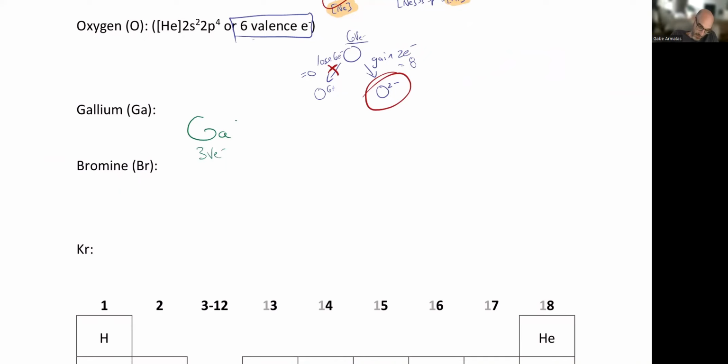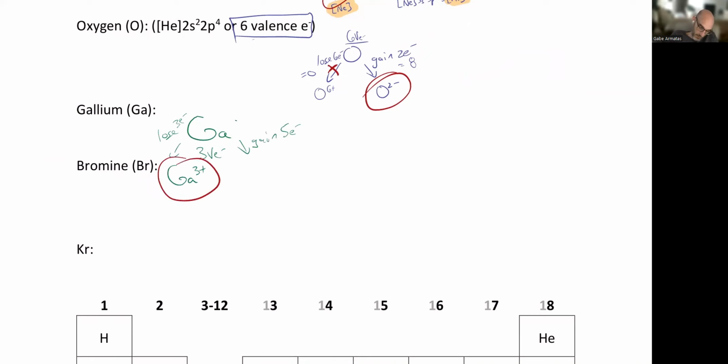So it has a choice. Gallium can either lose 3 or it can gain 5. Which do you think is easier to do? Losing 3, it's a smaller number. Gallium 3+, that is what we are going to end up with, gallium 3+.